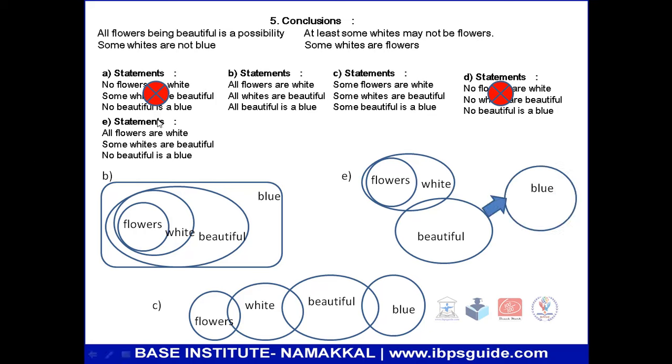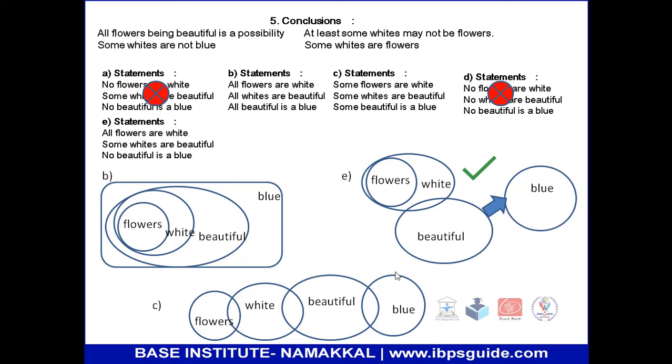Here the sentences in the conclusion, all flowers being beautiful is a possibility, and the sentence at least some whites may not be flowers, will follow all the statements. But statement E only satisfies the conclusion sentence, some whites are not blue. So friends, no other statement will satisfy the conclusion sentences. So we can eventually say statement E will be the solution. Other sentences also will be satisfied in statement E, so E will be the answer.